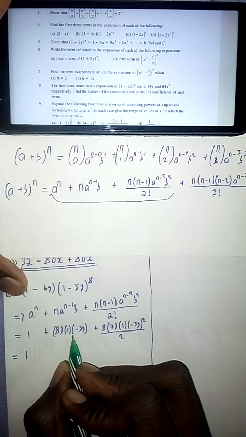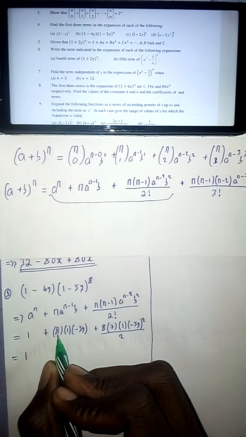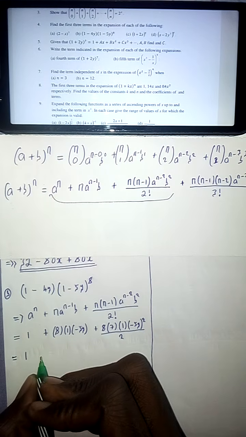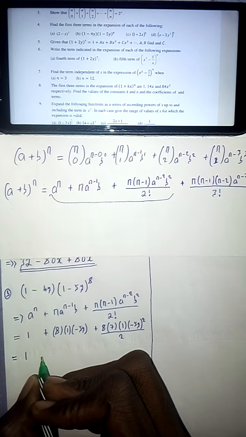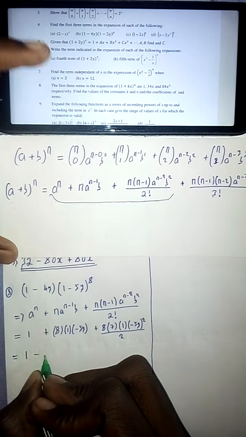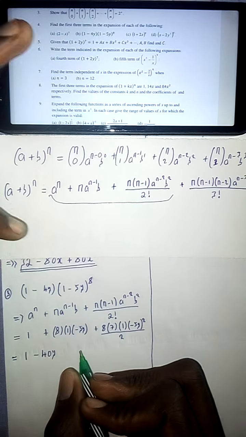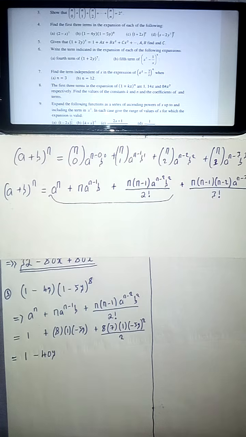So 1. Then we have got 8 multiplied by 1 multiplied by negative 5. The answer I'm getting is negative 40. Okay. Yes, guys. Are you also getting the same answer? Well, it's great if you are getting the same answer.